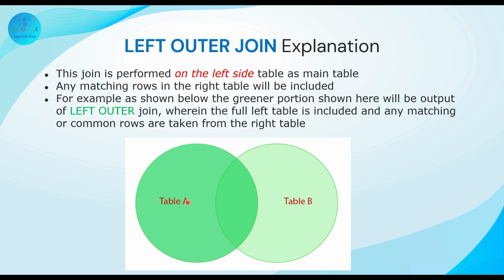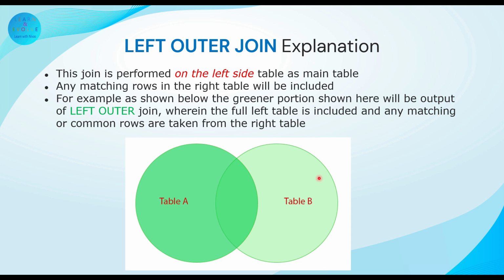For example, there is a table A and table B. Table A has some records and table B has some set of records. They may not be matching exactly, but some records will be matching. So what does this left outer join do? It will take all the records of table A and individually check table B for each and every record, and if table A's record is matching, it will print the value of table B. If it is not matching, it will make it blank or null.